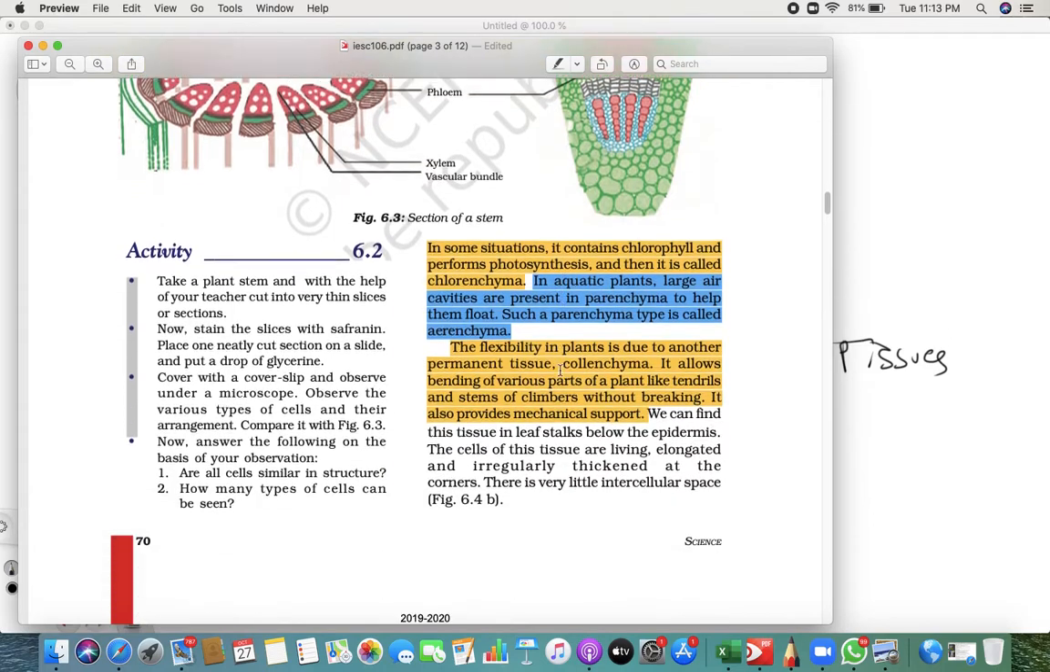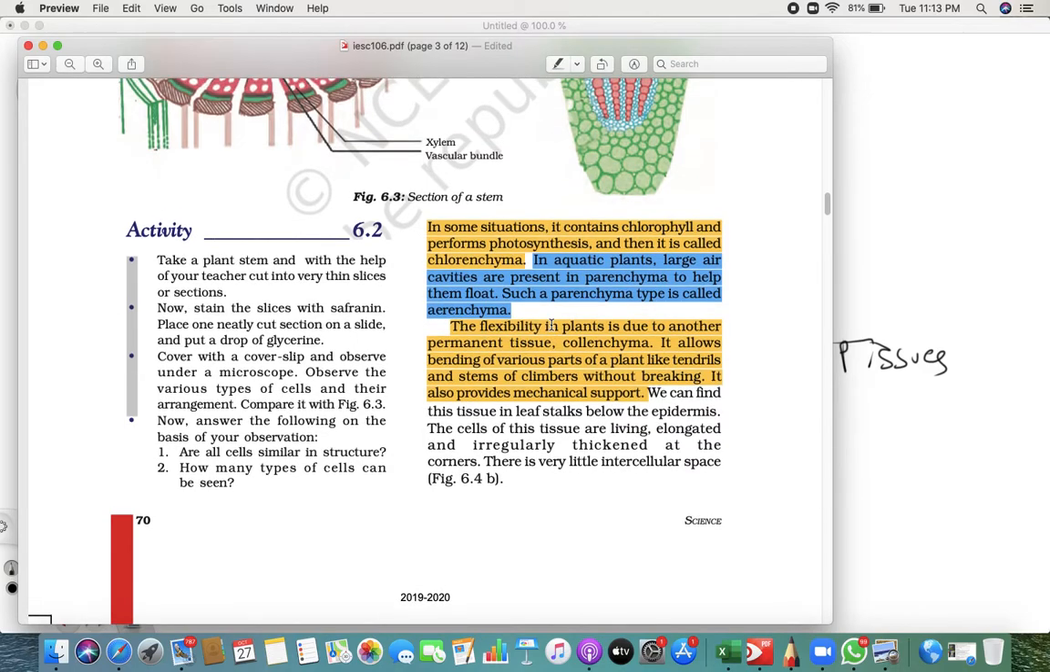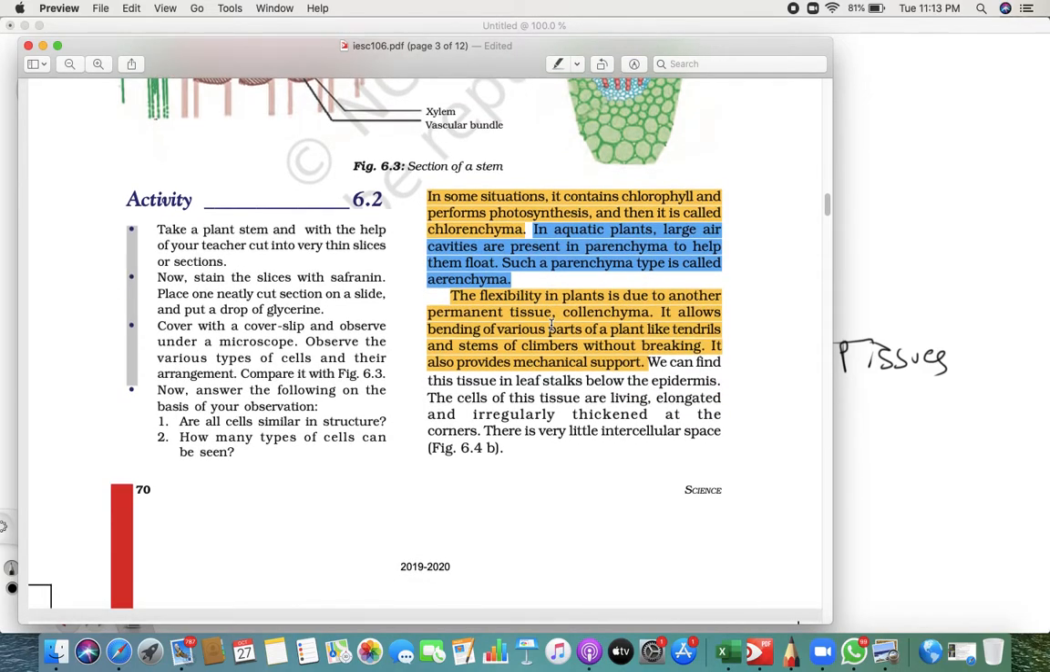The third type of tissue. But before that, what does the collenchyma give to the plant? It gives us flexibility, right? Collenchyma gives you the flexibility. It allows the plants to bend, like tendrils and stems of climbers, without breaking. So you know there are plants which bend, and even after bending they do not break. Such flexibility is provided by the permanent tissue called collenchyma. Okay, did you understand? See, there is a difference between chlorenchyma and collenchyma. Are you getting the difference?